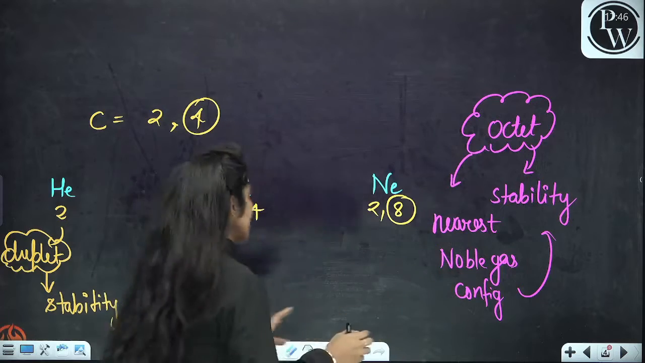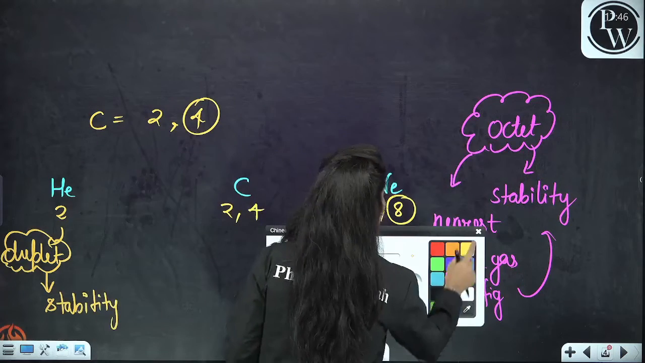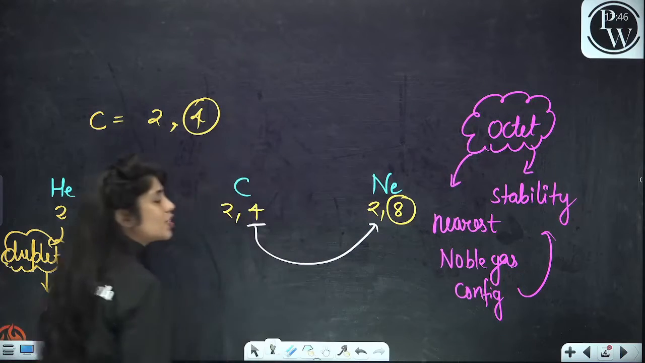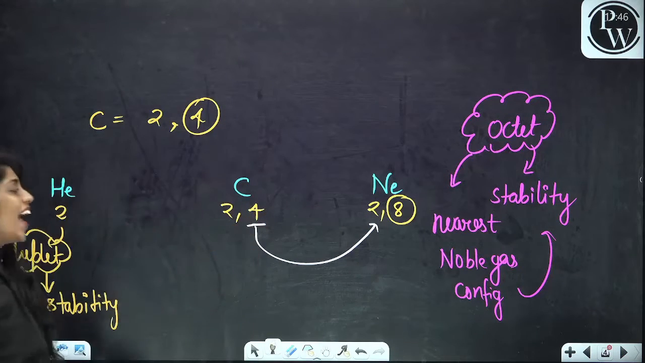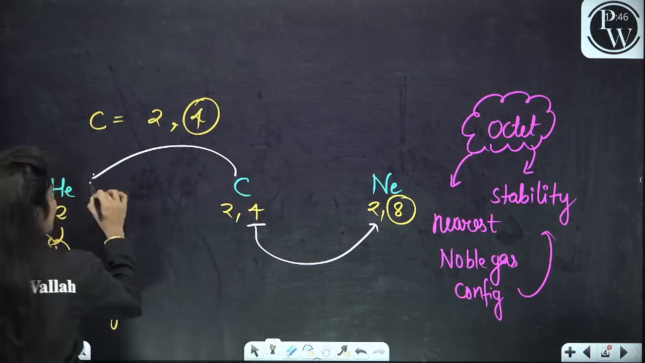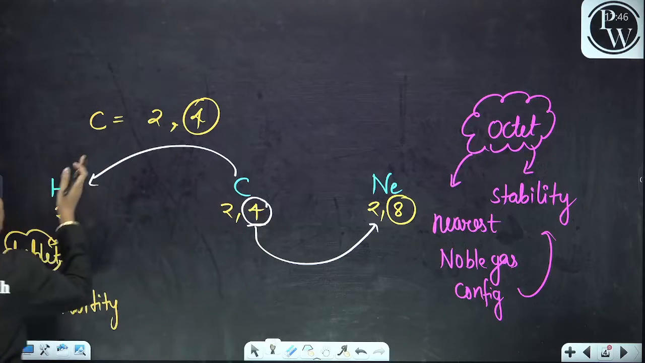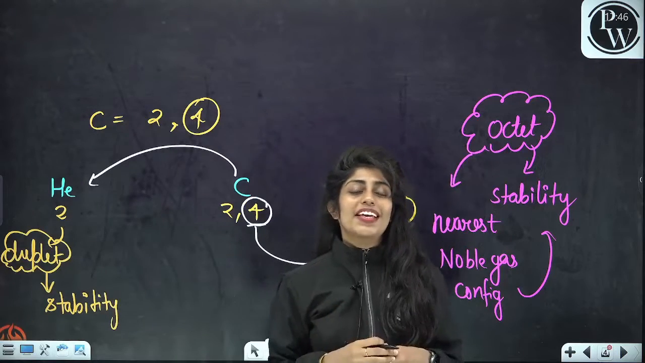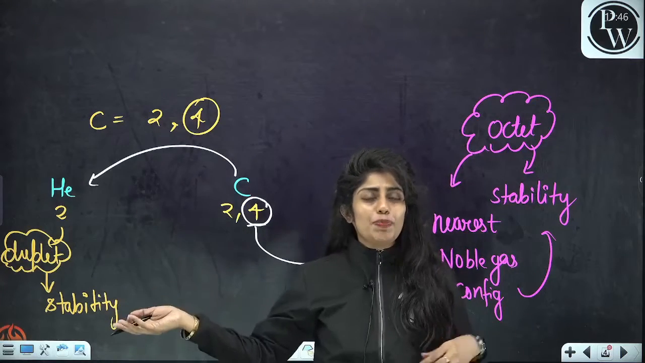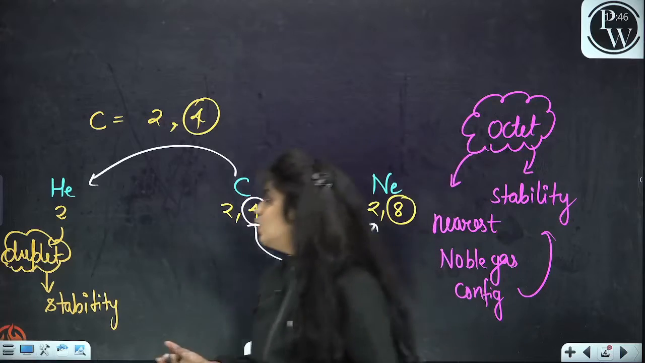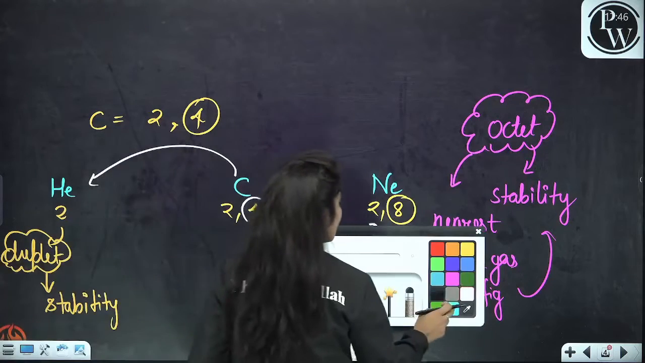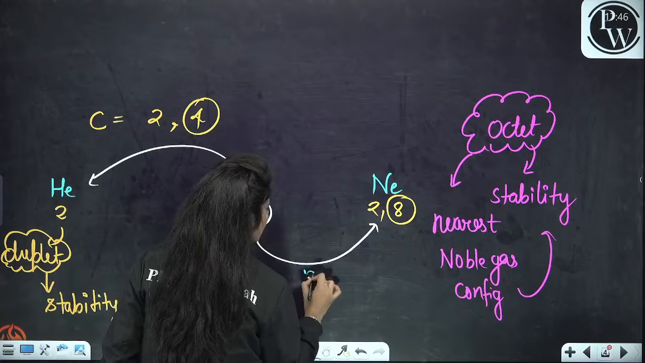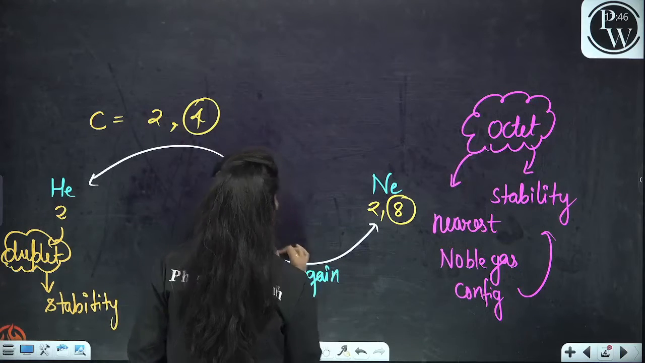Now, carbon has to gain 4 electrons in order to get the noble gas configuration of neon, and it can lose these 4 electrons to gain the electronic configuration equal to helium, to gain stability. Either duplet or octet needs to be completed, no? So basically there is a case of gain or loss.